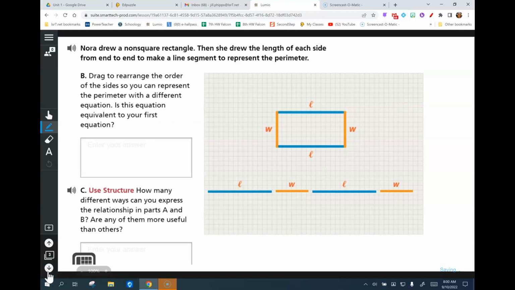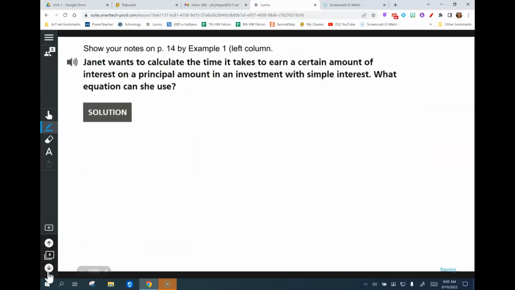We already did this as much as possible. It has some cool things if you want to go into the interactive book. So we're going to put this on page 14 in example 1. Use your left-hand column to do this.